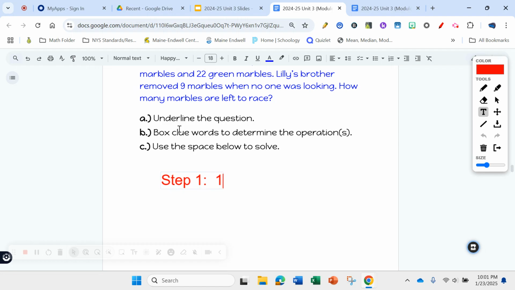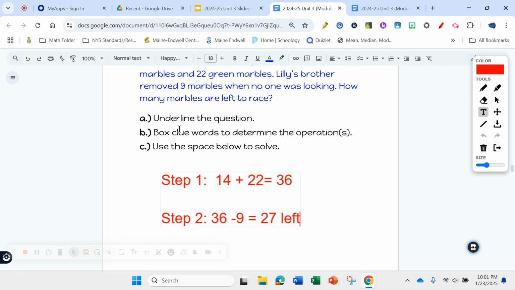Step 1, 14 plus 22 equals 36, right? Step 2, taking the total number of marbles, I'm subtracting 9 because he removed them. So that tells me how many marbles I have: 27 are left. Is that right? Yeah, 27 are left. So this was a perfect example of a two-step problem.